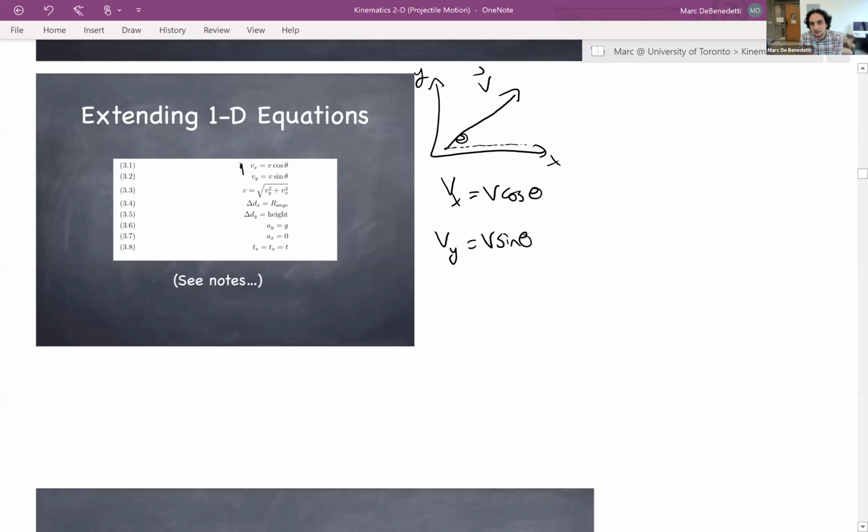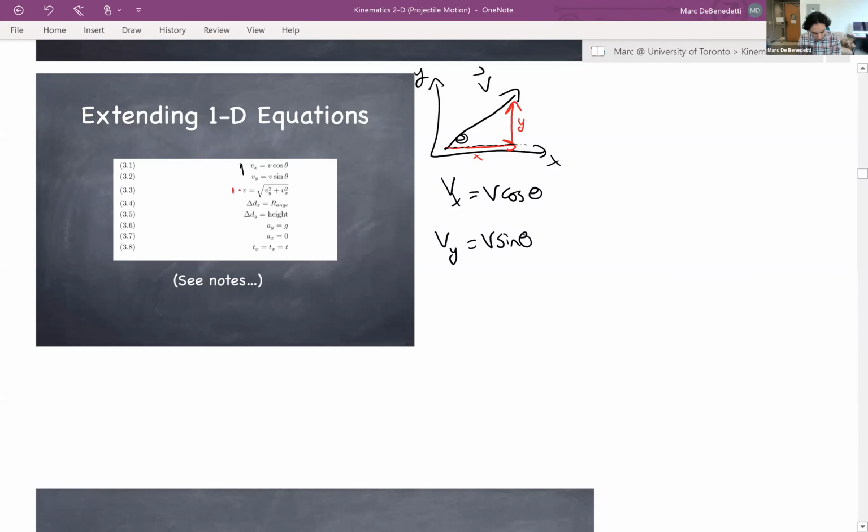Let's assume we give you the components. We give you the x velocity. We give you the y velocity. What's the net velocity? Well, that's just the Pythagorean theorem. If you're given the x direction and the y direction, then you just use the Pythagorean theorem. You can add the sums of the squares of the side lengths to get the hypotenuse. So that's the 31 there.